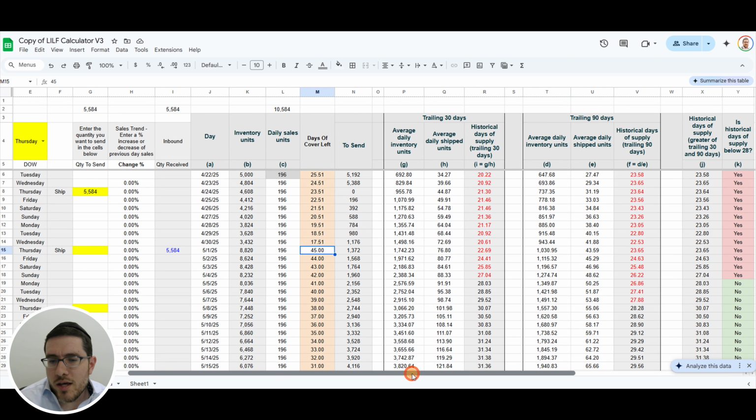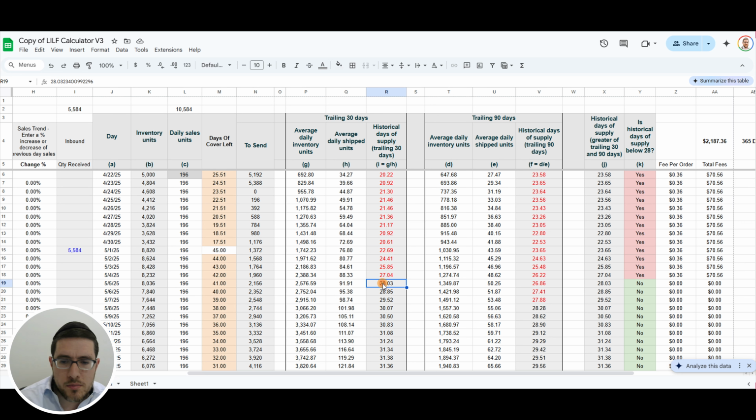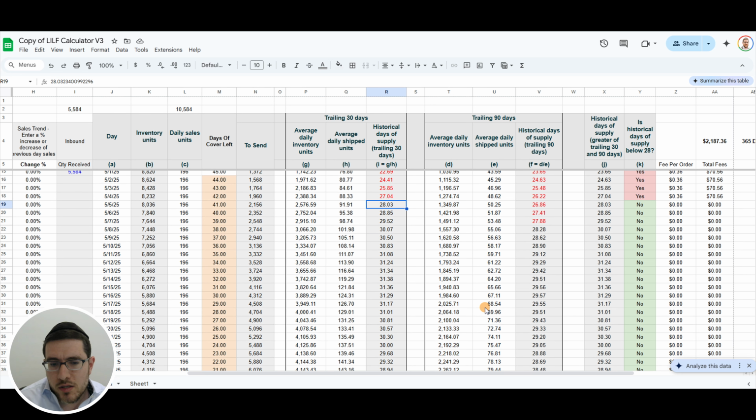And then without doing anything else, just by doing this, we can see on the sheet that within, so this is here, 1, 2, 3, 4 days after Amazon receives them, we will stop paying the fee, because our 30-day historical days of supply will go up pretty quickly. You can see here, right now Amazon's using the 90-day because it's the higher one, but by sending this amount of units, the 30-day historical days of supply will go up pretty quickly from 20. Here it's still 20, 22, and then within a couple of days it will go up to over 28, and then we will stop paying the fee. So this is pretty good.